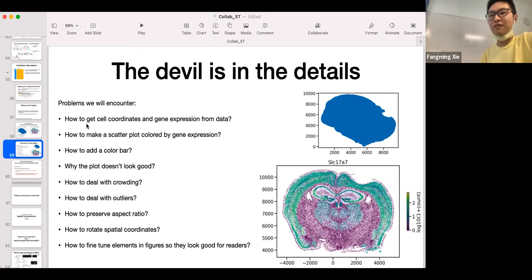If you're really good at coding, this is not a problem, but this is just to help you recap what's needed. And there's a lot of subtleties in it. As I said, the devil is in the details. To actually make it good and representative of the actual data is not that easy. It doesn't sound as trivial as you might think. Here I also listed a few problems you might encounter, just for your reference. But you will come to that.